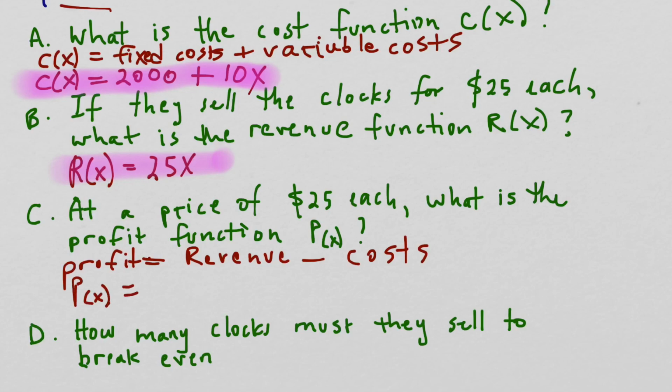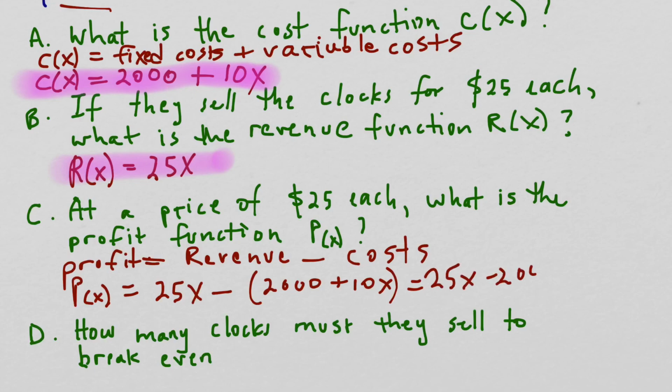So we said the revenue was 25x, and our cost from part A, C of x, is 2,000 plus 10x. So that would be 25x minus 2,000 minus 10x. So our profit function is 15x minus 2,000. Okay, so this is our profit function.